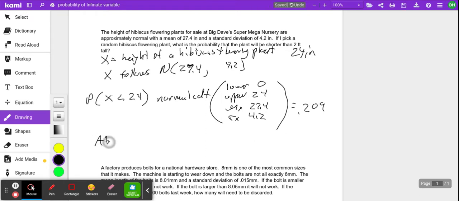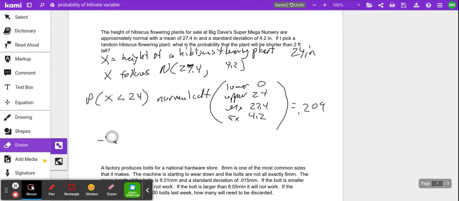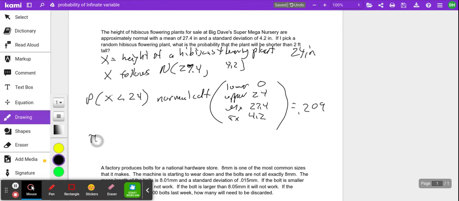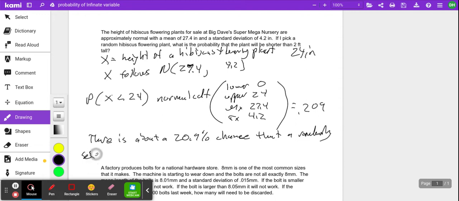And then now I'll say: there is about a 20.9% chance that a randomly selected hibiscus flowering plant from Big Dave's Super Mega, and you like that context? I did that on purpose just to be a pain.